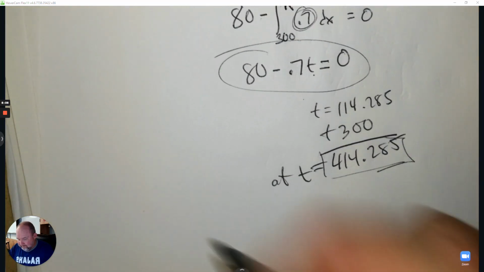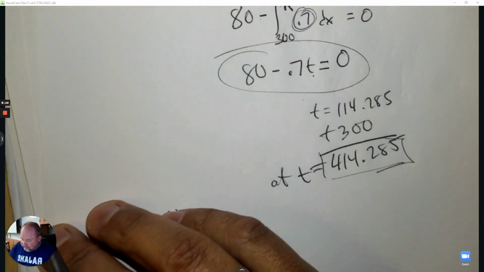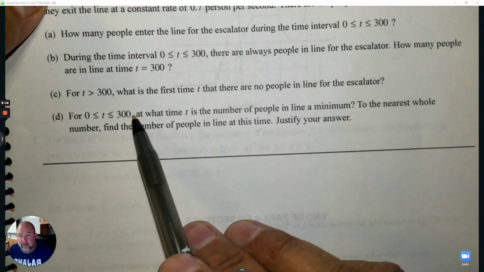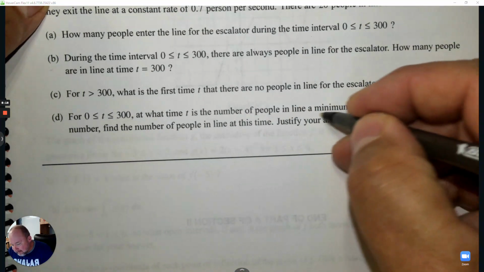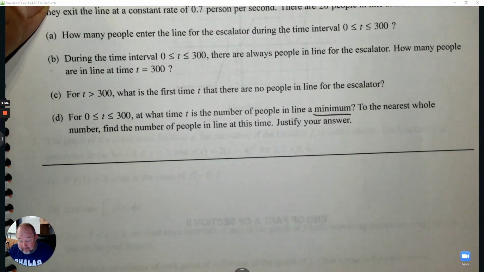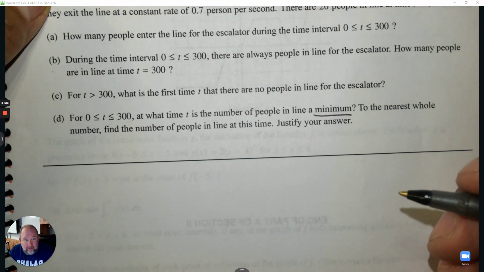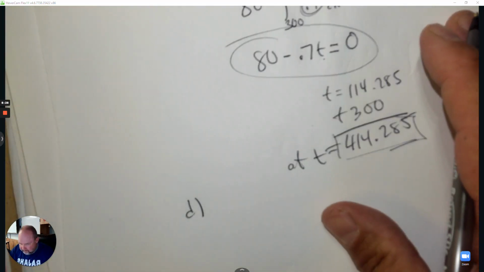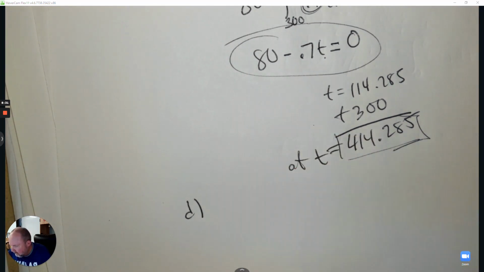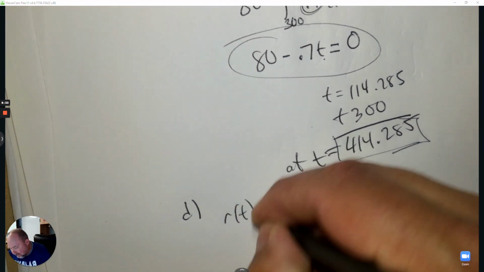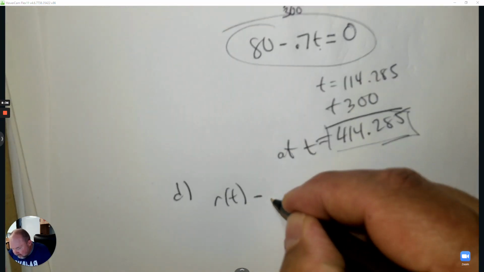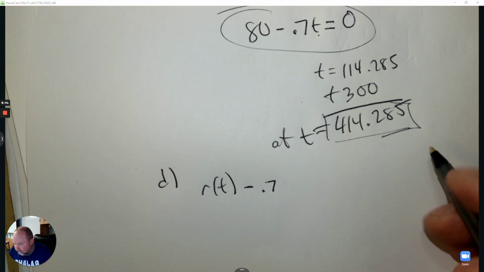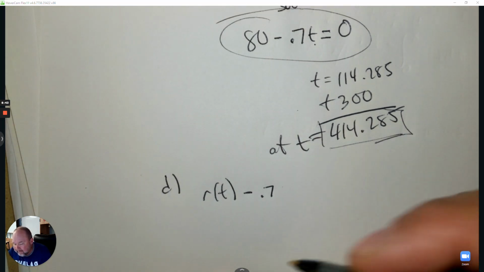Last one, part D. From 0 to 300, at what time is the number of people in line a minimum? So how do we find a minimum? We take the rate and make it equal to 0. Now, we have two rates. So we have this rate, which is the rate of people entering the line. And then we have this rate, which is the rate exiting. And I want to know when that's minimum.